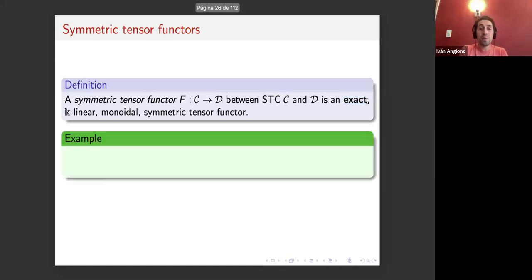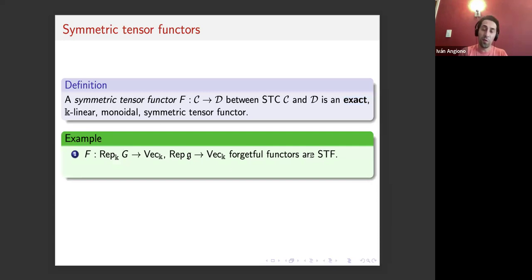Okay, examples of symmetric tensor functors. The forgetful functors that you can apply for representations. Every representation is a vector space plus some additional structure and you forget the additional structure. This functor is fine. You can check that all the other properties are fine, essentially because the symmetry is just the flip, which is the same as for the vector spaces. So you respect essentially the symmetry.